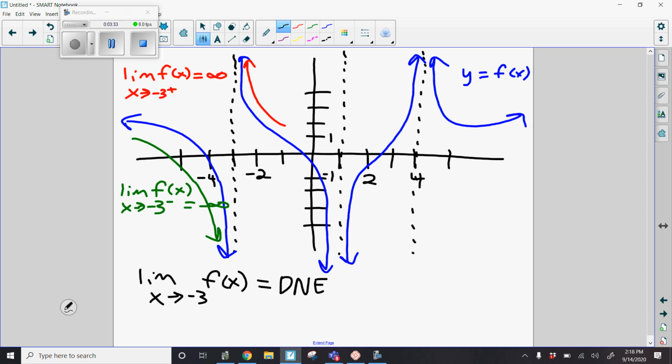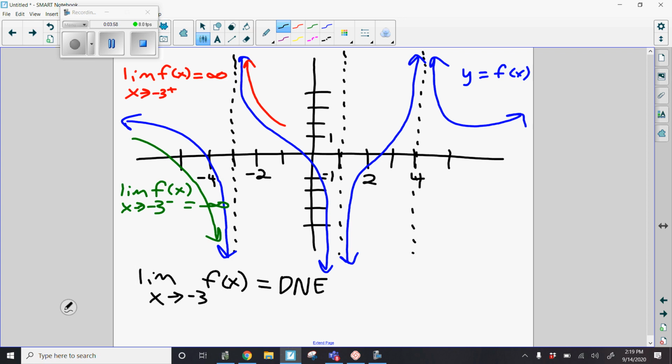But what about as we approach negative 1? Well, as we can see, we have another vertical asymptote at x equals positive 1 here. That negative 1 is on the y-axis. As we approach 1 from the right or the left, both sides are approaching negative infinity. Now, you have a couple of options here for how you want to report this.